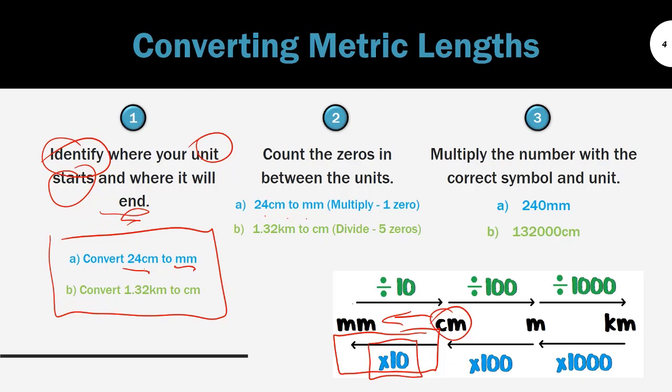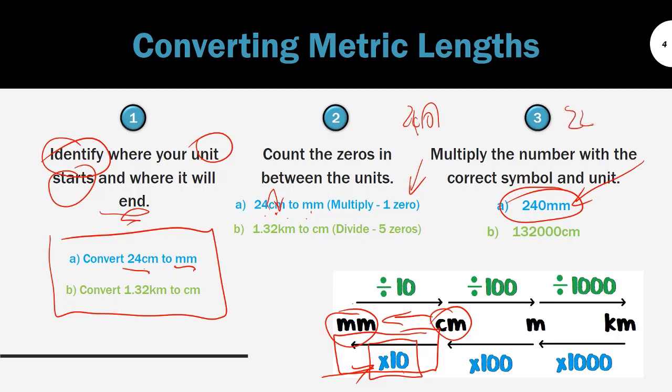And we have to multiply by 10, okay? So that means that we have to shift our decimal point once to the right. So 24 becomes 240, and the unit comes in there, which we go to, which is millimeters, okay? So we go from centimeters to millimeters by multiplying by 10. Okay, multiplying by 10, which means we shift that decimal point one place to the right, okay?